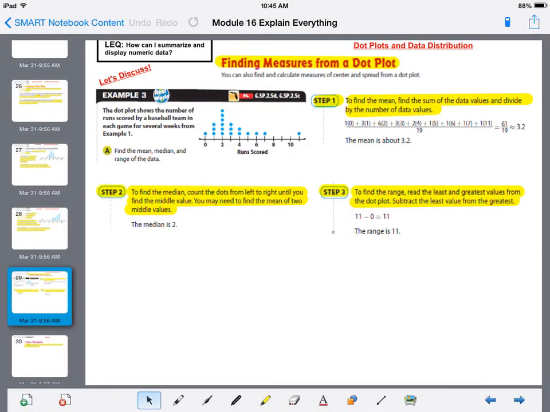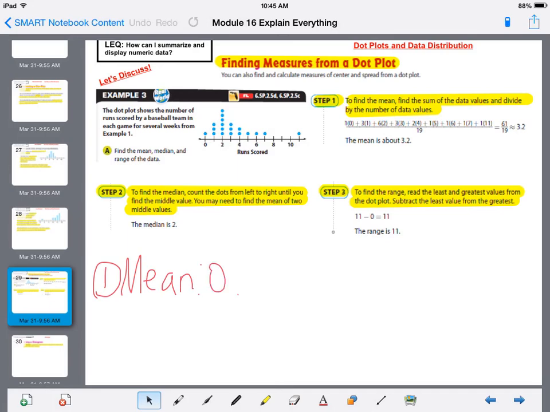We can also find measures from a dot plot. In this example, again, we have the number of runs that were scored by a baseball team. We put that in a dot plot, and so the data distribution shows ranging from 0 all the way to 11. To find the mean, we again would have to find the sum of the data values, so we would add all the different dots.